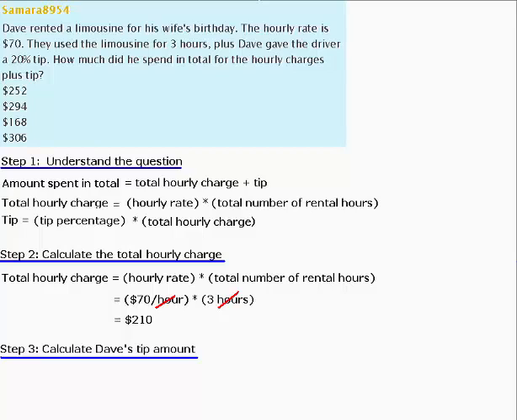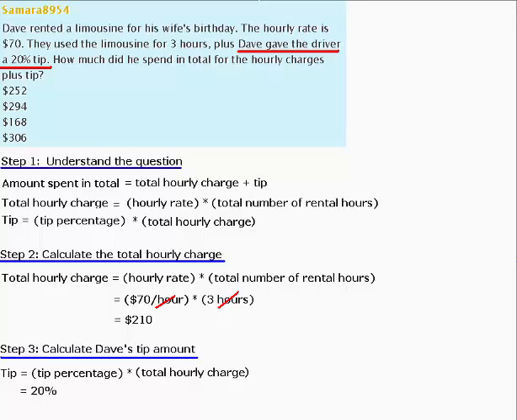Because remember, our end goal is that we calculate the amount spent in total. We've now calculated the total hourly charge, and what remains to be found is the tip amount. In step 1, we learned that the tip amount is the product of the tip percentage multiplied by the total hourly charge. The question tells us that Dave gave the driver a 20% tip. Therefore, our tip percentage is 20%. From step 2, we know that the total hourly charge is $210.